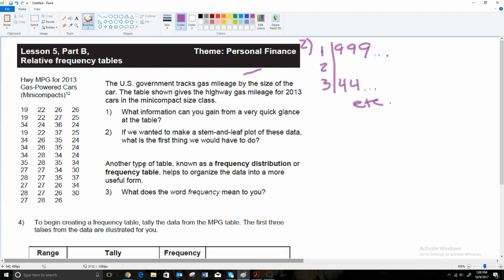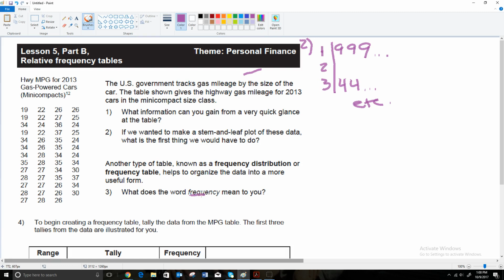Another type of table known as a frequency distribution or frequency table, so not relative frequency yet, just frequency, helps organize the data into more useful forms. So the stem and leaf plot is great, but it gets a little cumbersome when there's a lot of data or when the data is not very spread out.